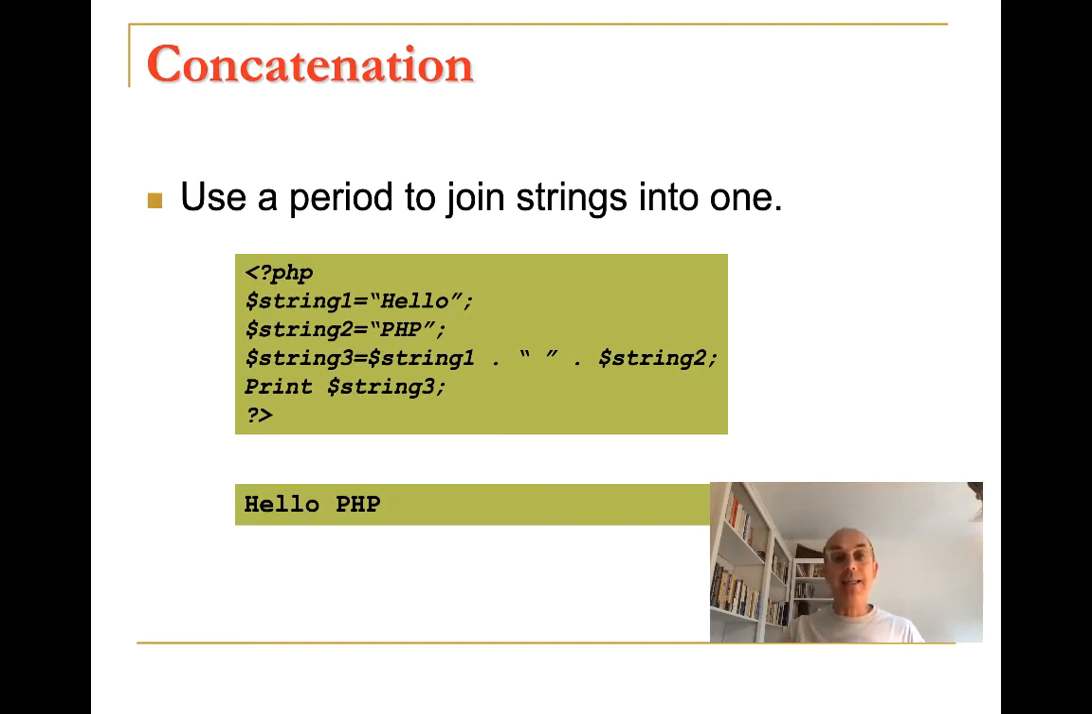Concatenation is the idea of joining strings into one. So I can join the strings into one and say, okay, we have a first string, say Hello. The second string will say PHP. So what I will do is connect them together by a string 1. In the middle will be the quotation, and I will display that. I can do print or I can do echo in order for me to display that.